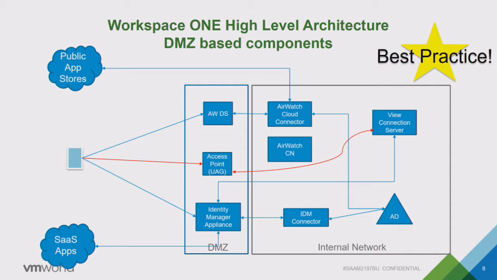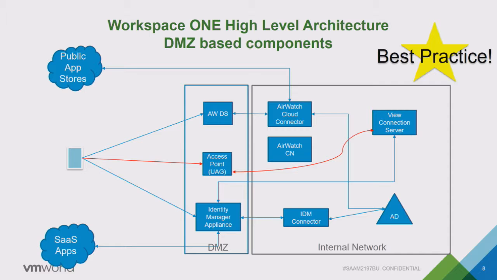So in this implementation, what we do is we put the Identity Manager appliance in the DMZ, we put the AirWatch device services servers in the DMZ, we provide an egress mechanism such as UAG to allow access into a Horizon environment. The reason this particular implementation makes a lot of sense is we're always authenticating traffic in the DMZ before we're passing anything into the corporate network.